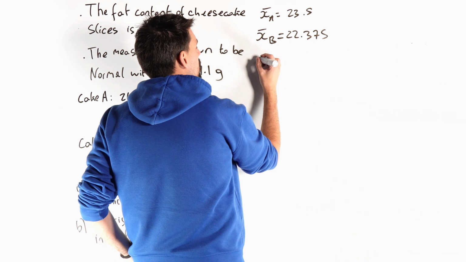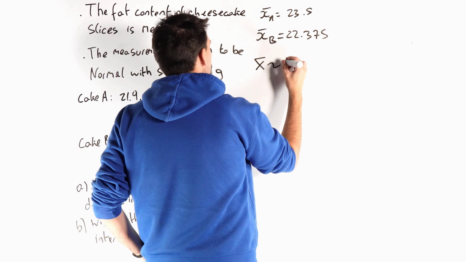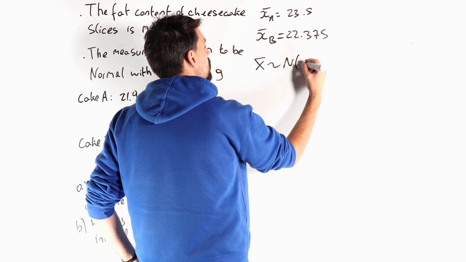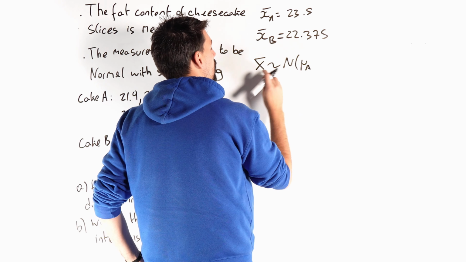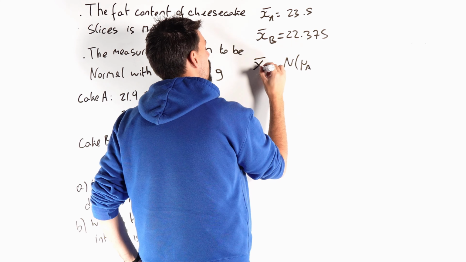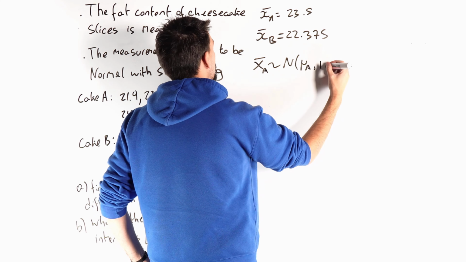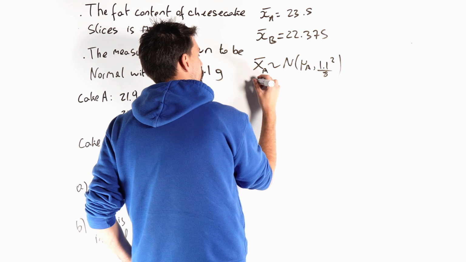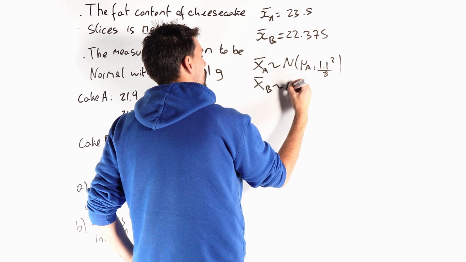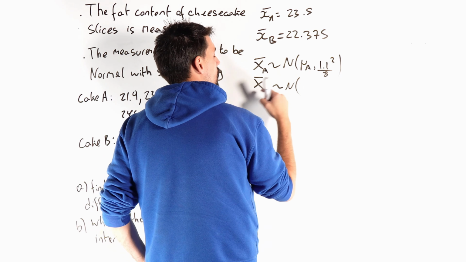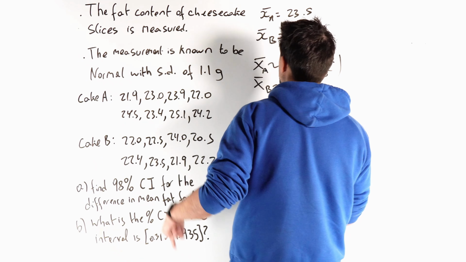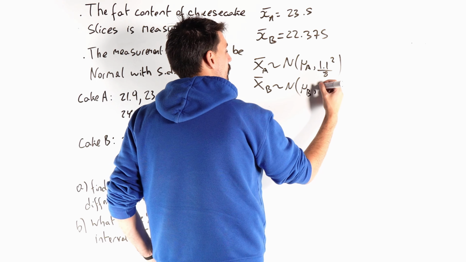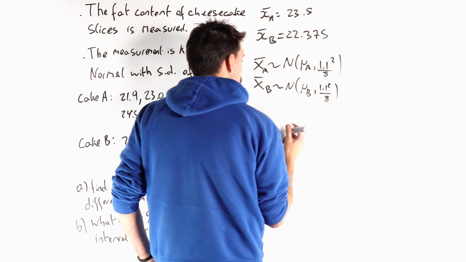Now remember then, because it's normally distributed, even with a small sample size of 8, we know that x bar will be normally distributed with a mean mu. Capital XA with mu A, and we know the variance is 1.1, so it's 1.1 squared over 8. The mean weight, so this number here is actually normally distributed with mean mu B and 1.1 squared over 8, which is kind of nice.